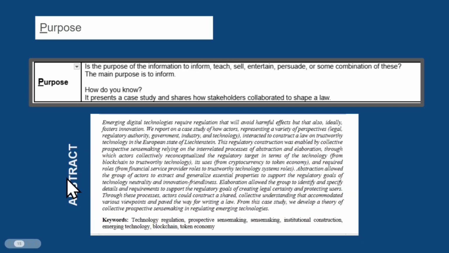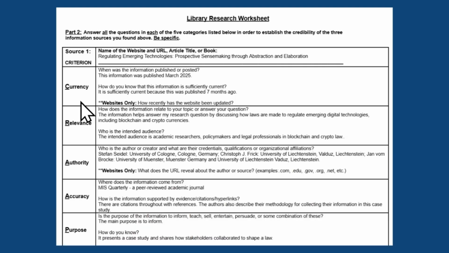Now you will need to explain the purpose of this information. That is usually clear from the article abstract or the content from the article, book, or website. Then explain how you know. Does the author seem to be trying to sell the reader on a product or service, or are they trying to persuade you to a certain point of view, or are they factually providing information? In this case, the primary purpose is to inform by presenting findings from a case study.